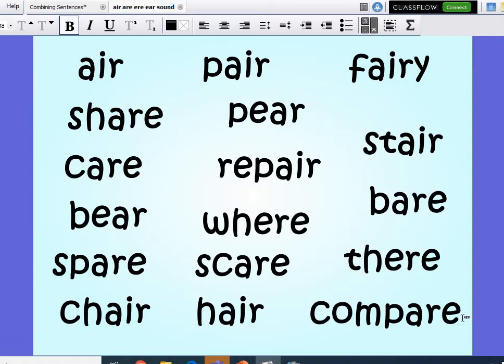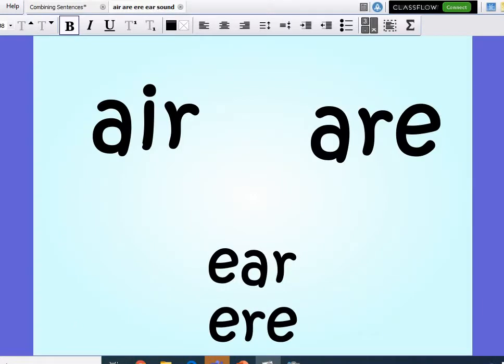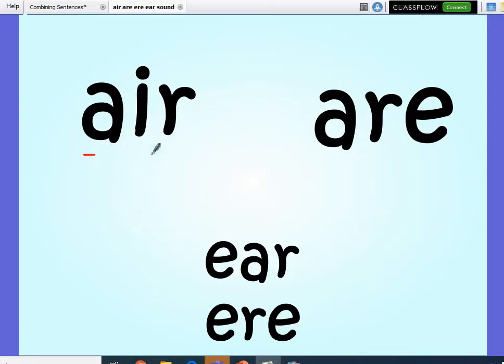But there's different ways to make that air sound. Just like when there was different ways to make the ear sound, there's different ways to make the air sound. So let's look at those ways. Alright, if you noticed in most of those words, the air sound is going to be made by the word air, of course. A-I-R. A-I-R says air. And most of those words are going to have A-I-R.